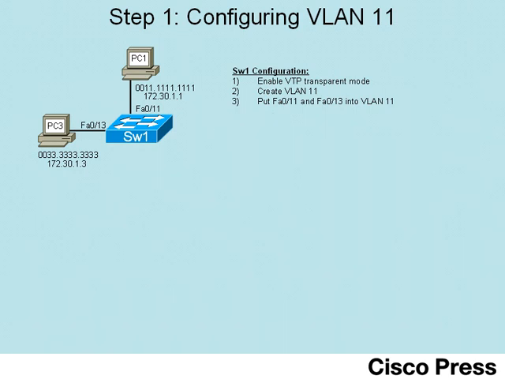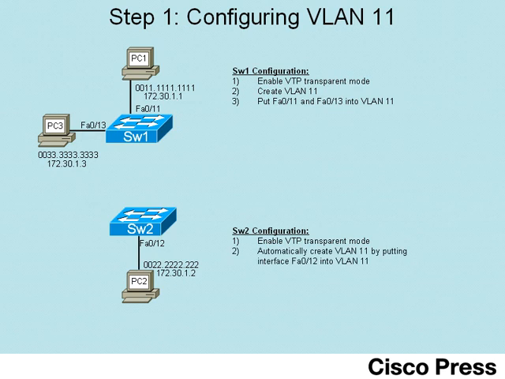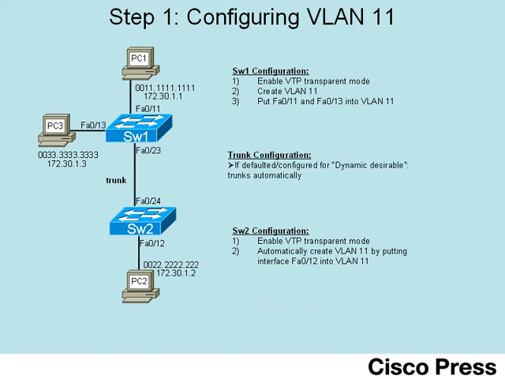Next, step 1 shows the same process on switch 2, except we'll use a shortcut. On switch 2 we'll configure the VTP mode to be transparent as well. But instead of first creating the VLAN 11, we're going to just put the interface there, FA0/12, into VLAN 11. Then switch 2 will automatically create VLAN 11. Also note that switch 1 and switch 2 will use an 802.1q trunk between themselves. The second part of this video lab covers how to configure 802.1q trunking.